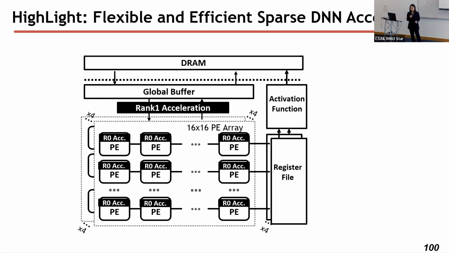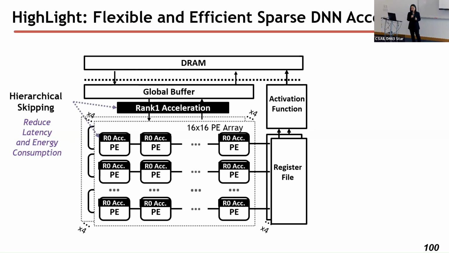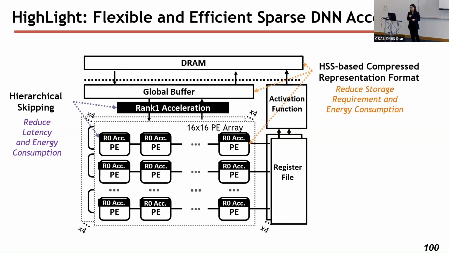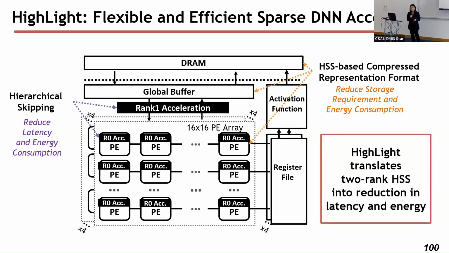What I want you to focus on is the fact that it's a design that supports 2-rank HSS, with the rank 1 acceleration next to the global buffer and some rank 0 acceleration inside the PE. And specifically, each rank is implementing a skipping SAF, which we call hierarchical skipping. This can reduce both the latency and energy consumption, if you recall from our previous section. And we also perform HSS-based compression to reduce the required storage as well as energy consumption. So in general, the goal of HighLight is to translate 2-rank HSS into reduction in latency and energy.